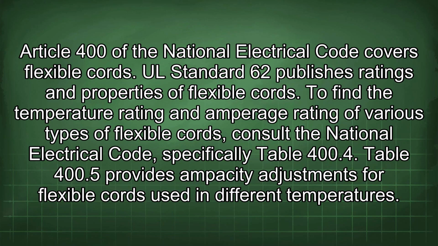Article 400 of the National Electrical Code covers flexible cords. UL Standard 62 publishes ratings and properties of flexible cords. To find the temperature rating and amperage rating of various types of flexible cords, consult the National Electrical Code, specifically Table 400.4. Table 400.5 provides ampacity adjustments for flexible cords used in different temperatures.